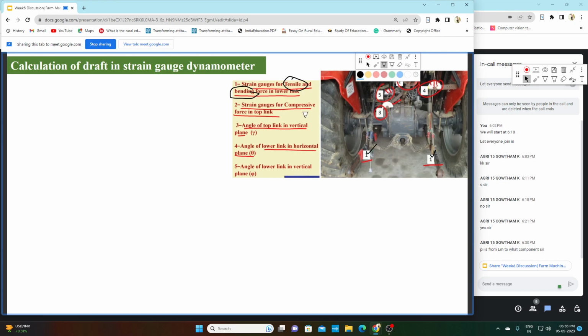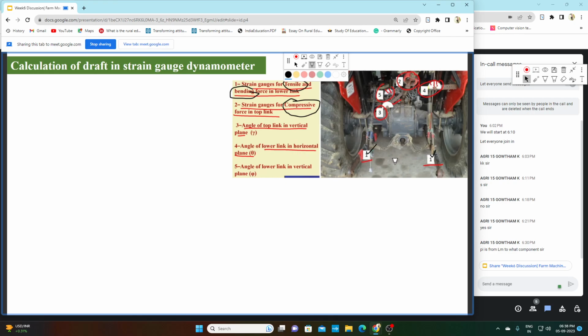And the third strain gauge, we are using for the top link to measure the compressive force. So again I am repeating, our system has three links, one top link and two lower links. For the two lower links we are using two separate strain gauges, that is denoted here by 1.